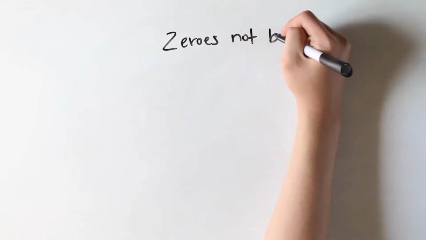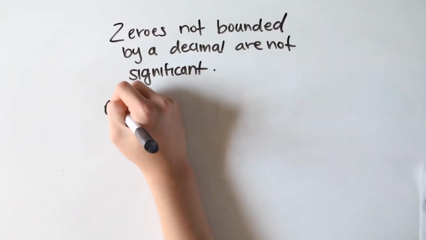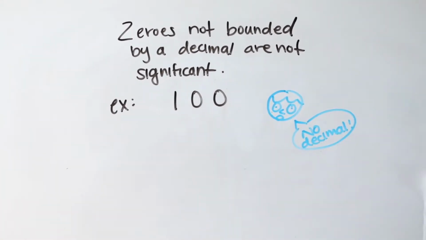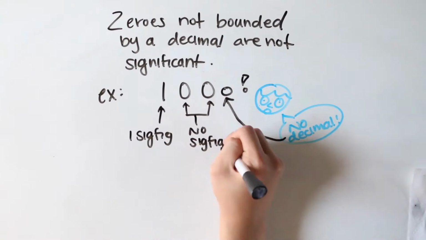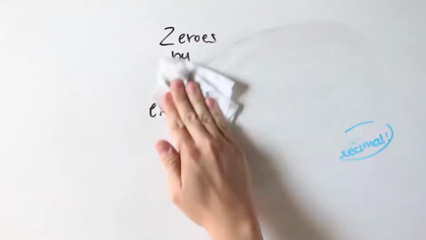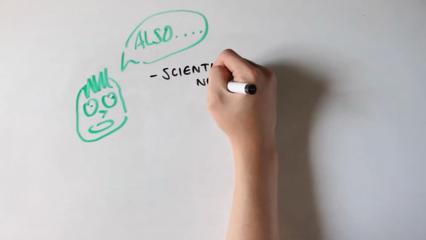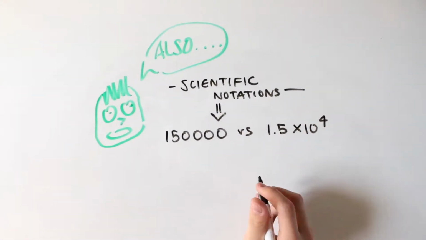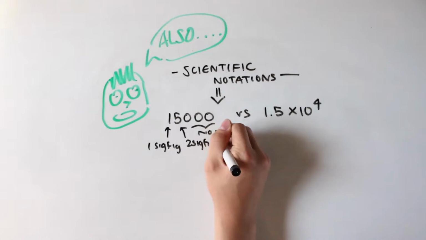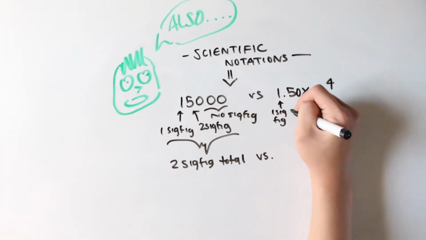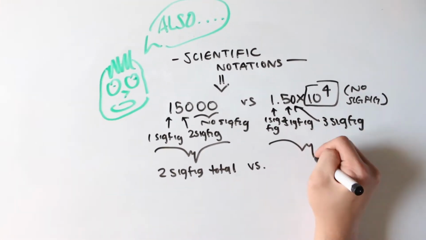Zeros that are after a number but are not bounded by a decimal are not significant. 100, therefore, would have 1 significant figure since there is no decimal present. We can also use scientific notation to restrict ambiguity in the number of significant figures. For example, we can go from 15,000 to 1.50 times 10 to the 4th to use 3 significant figures instead of 2.